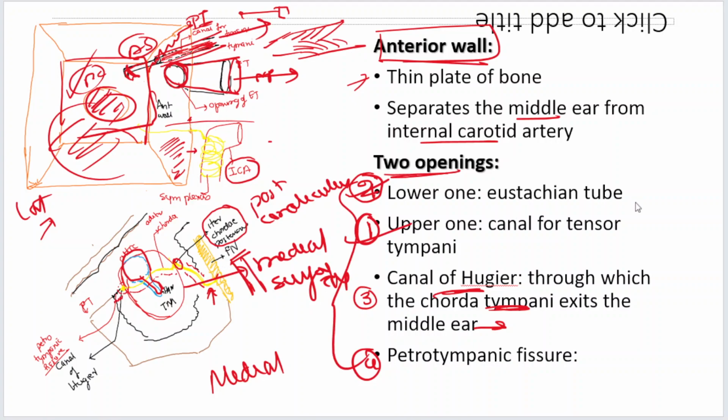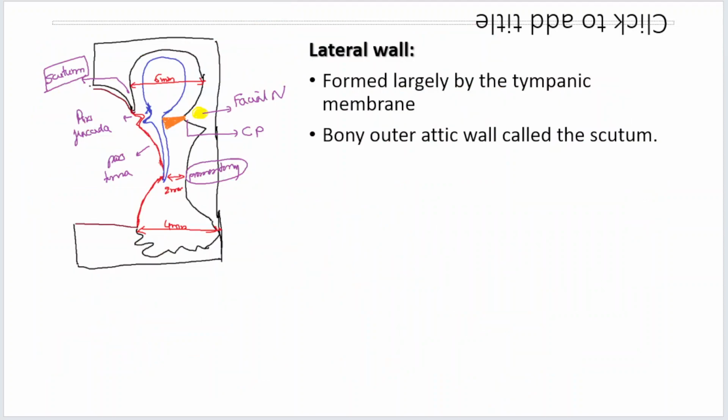On the anterior wall, you see these things. The lower one is the eustachian tube, the upper one is the canal for tensor tympani. Above that, you'll have the canal for Huguier and the petrotympanic fissure in the anterior superior part. In the lower part, the anterior wall is separated from the internal carotid artery by a thin plate of bone. Okay.